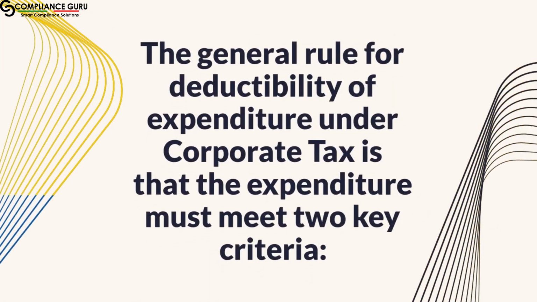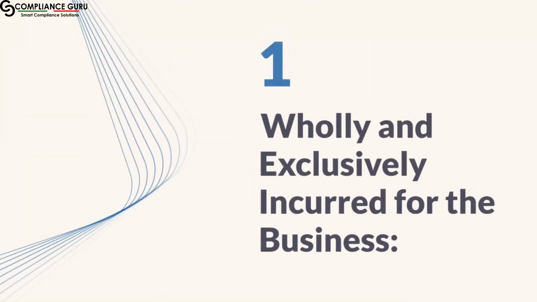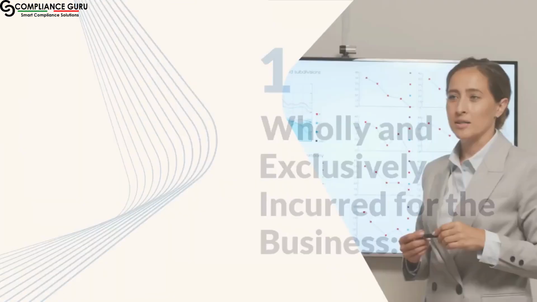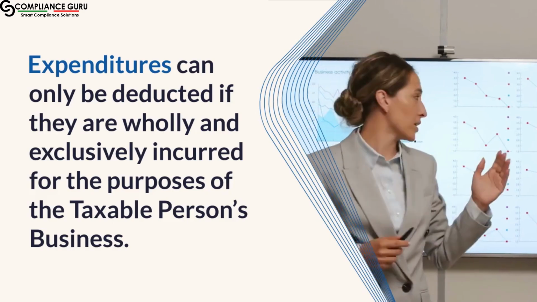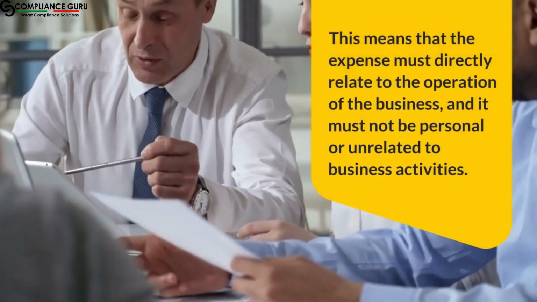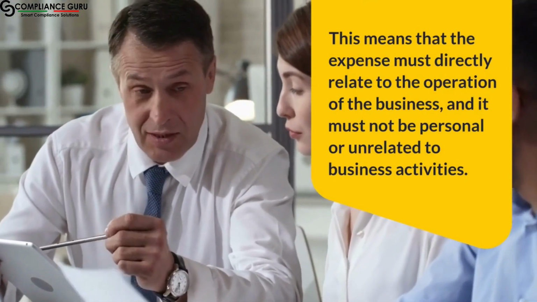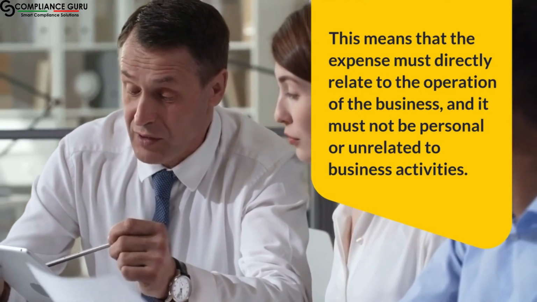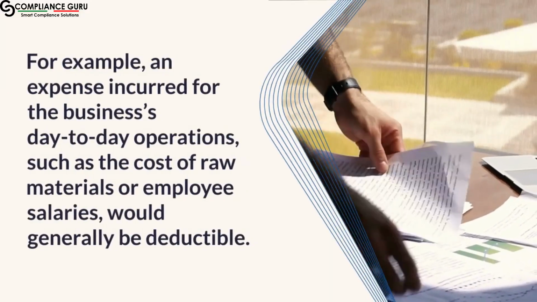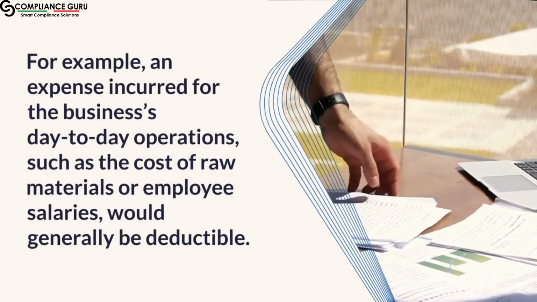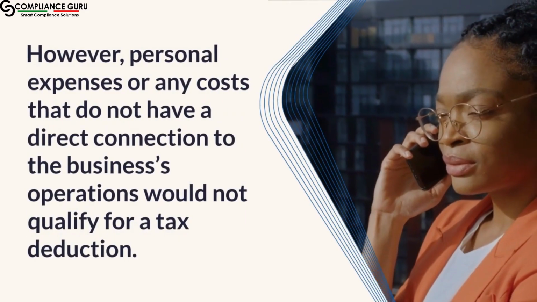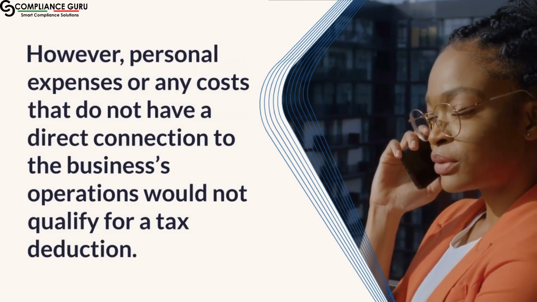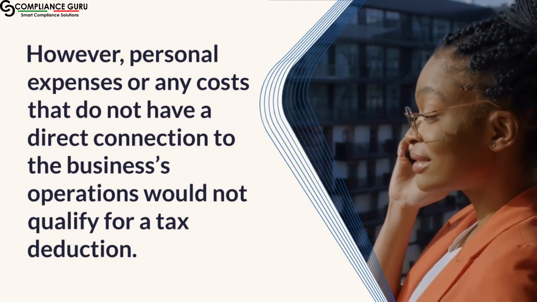The general rule for deductibility of expenditure under corporate tax is that the expenditure must meet two key criteria. 1. Wholly and exclusively incurred for the business. Expenditures can only be deducted if they are wholly and exclusively incurred for the purposes of the taxable person's business. This means that the expense must directly relate to the operation of the business, and it must not be personal or unrelated to business activities. For example, an expense incurred for the business's day-to-day operations, such as the cost of raw materials or employee salaries, would generally be deductible. However, personal expenses or any costs that do not have a direct connection to the business's operations would not qualify for a tax deduction.